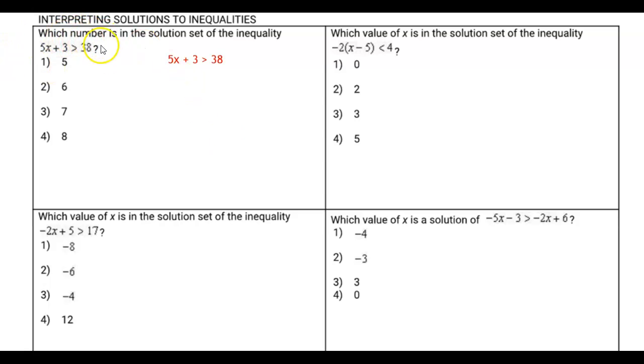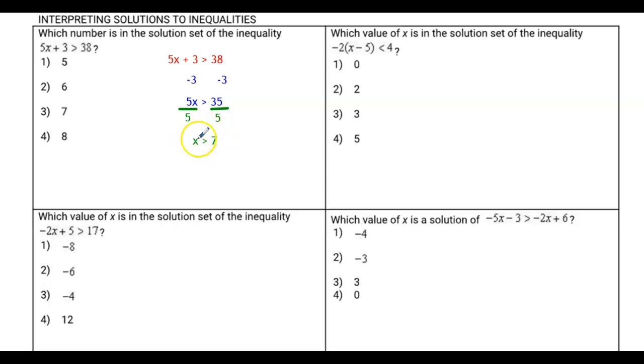In order to determine which number is in the solution set of this inequality, we're going to first solve the inequality and then see which of these numbers can be substituted in the inequality and make it true. First step in solving is subtract 3 on both sides. We're going to use inverse operations just like we did from the do now. Last step is to get this x isolated by dividing both sides by 5. Since I'm dividing by a positive number, I don't have to flip my inequality sign. I should just get x is greater than 7.